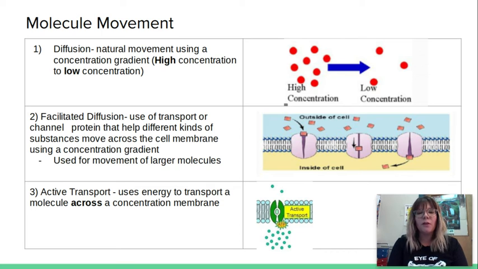Active transport, on the other hand, is something completely different. It is also going to usually use some sort of channel, but this time it's using energy to go against the concentration gradient. So it's moving across a gradient, and it's using something called ATP to help you do that. In your notes, please make sure you filled in the blanks as well as drawn the pictures so you have a better idea of what is diffusion, facilitated diffusion, and active transport.